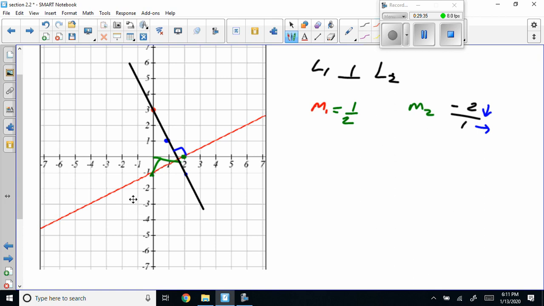Mathematically, we can prove it, right? 1/2 times -2 over 1, that better be what? -1. Ching, we're good. Correct? All right. Any questions on that? So you got the graph line, it's parallel, one is perpendicular.